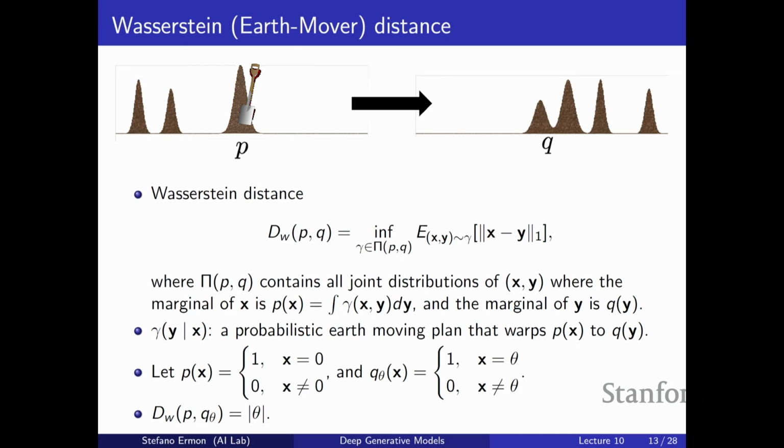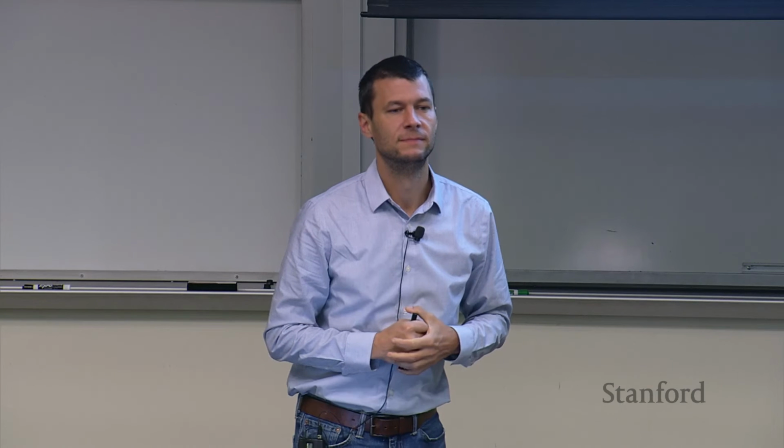And these constraints here on the marginals are basically just saying that that's the initial condition, that's the final condition, that's the cost that you incur whenever you move Earth from X to Y. The inf, think of it as the minimum, yeah.